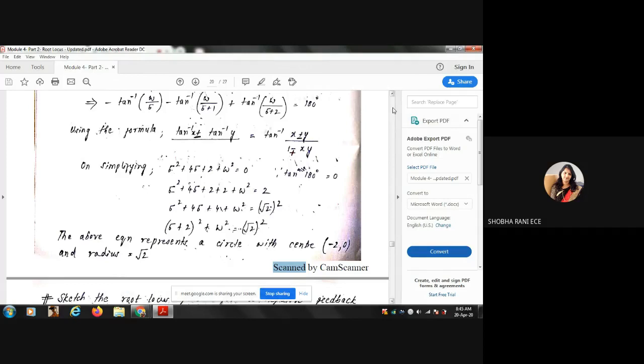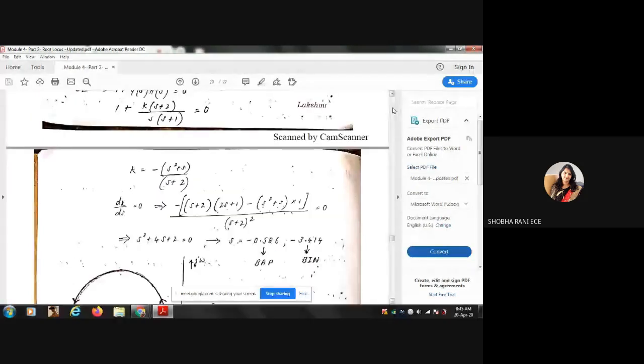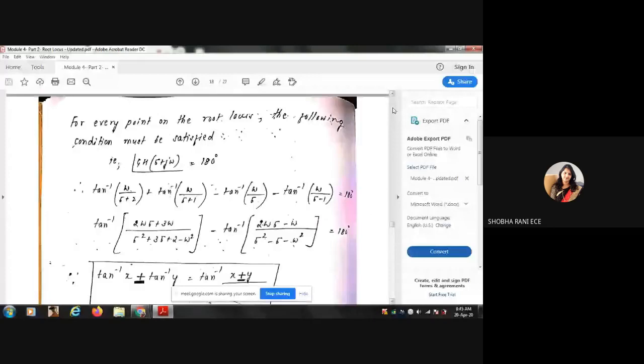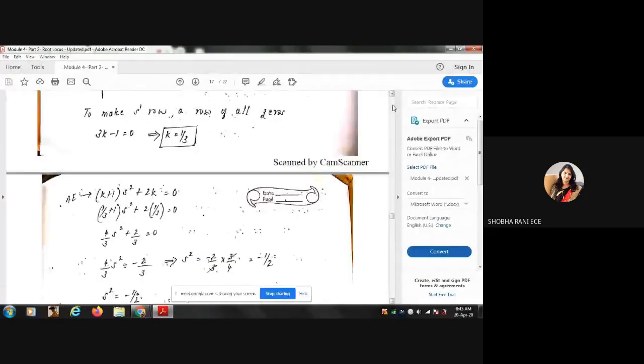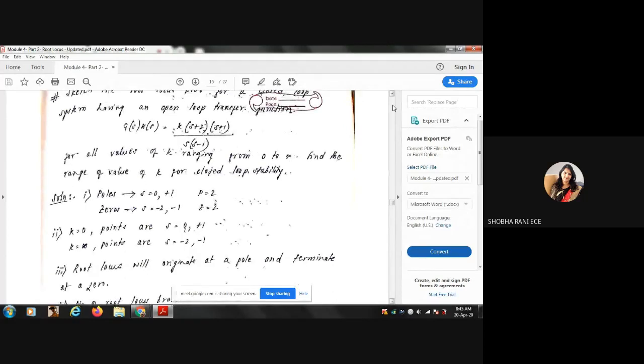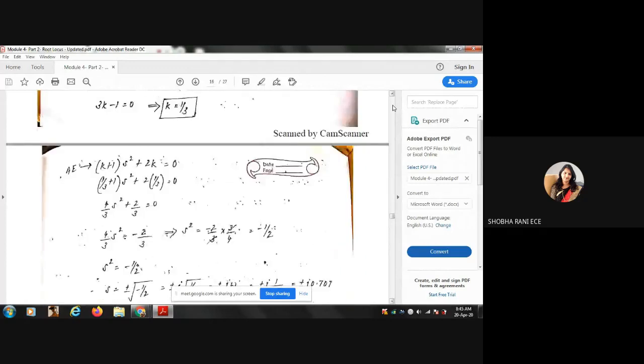So let's look into it, I've skipped the steps here. In the previous problem, I've done all the steps. I'll just show you those steps so that it will be easy for you. So the second question was like this. G of s, H of s was K into s plus 2 into s plus 1 by s into s minus 1. So after we did all the steps, we got the root locus which was in the form of a circle.